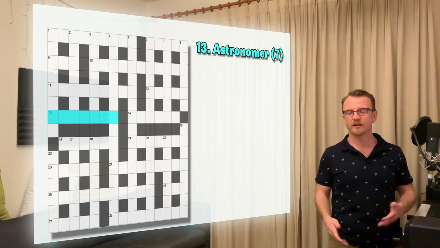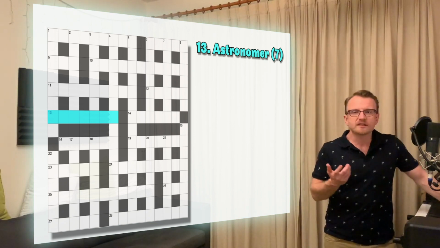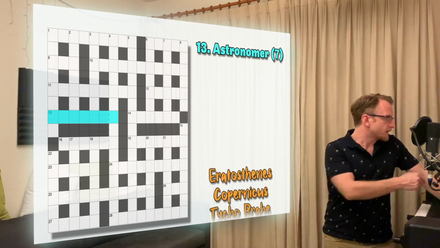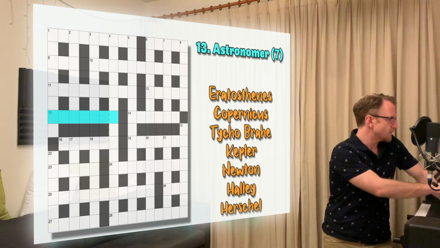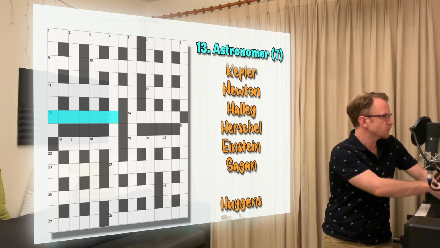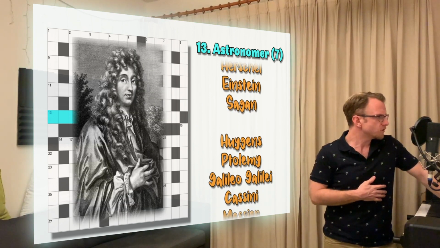Take a quick crossword style clue. Astronomer, 7 letters. Alright, let's consult the list. Can't be Copernicus, Tycho Brahe, Newton, can't be any of them. Too long, too short. Okay, here we go. Huge.